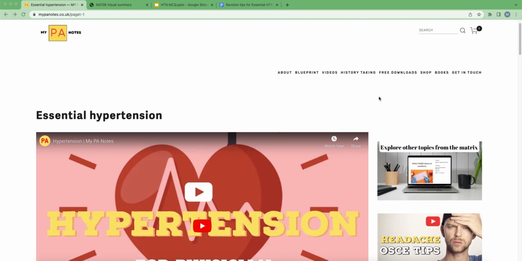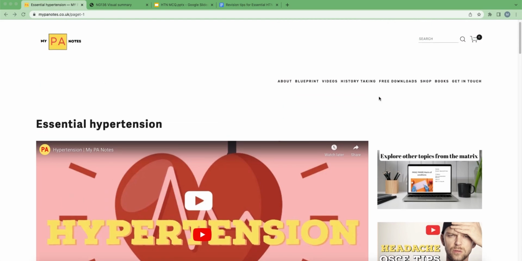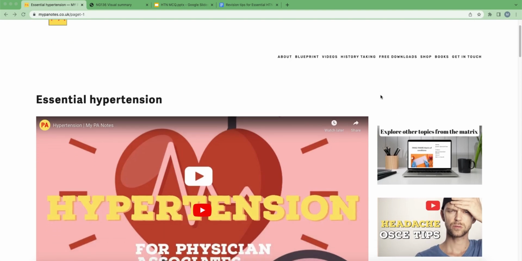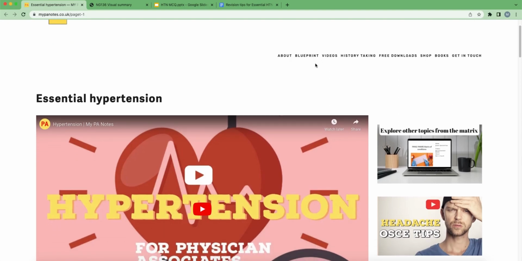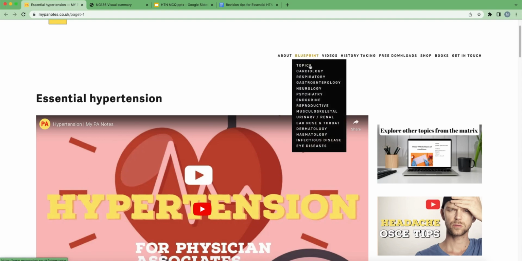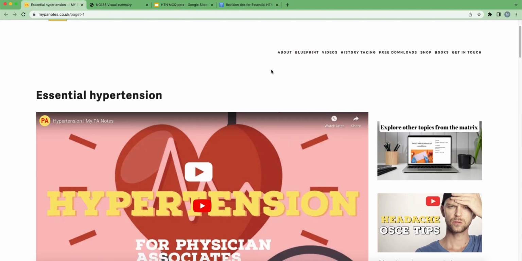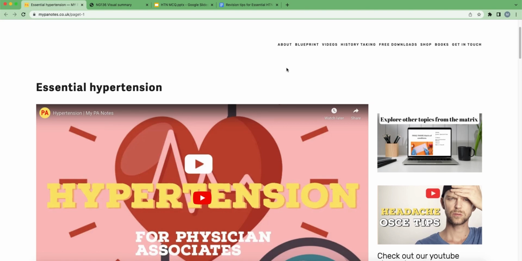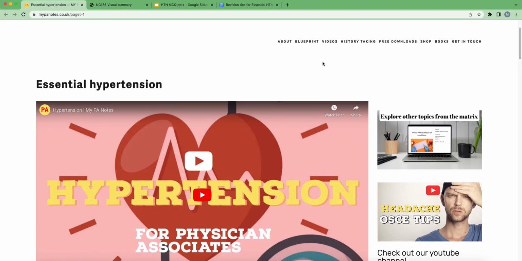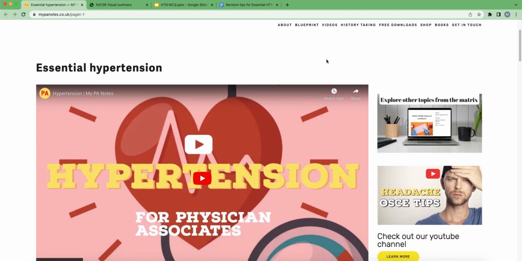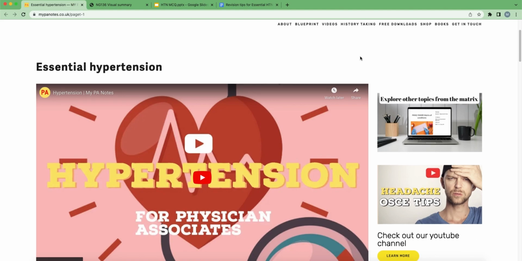So if you head on to my website, which is obviously mypanotes.co.uk, and if you click on the blueprint tab, either through the topic or the cardiology, you'll be presented with a list of options. And the first condition of the matrix of conditions will be essential hypertension.